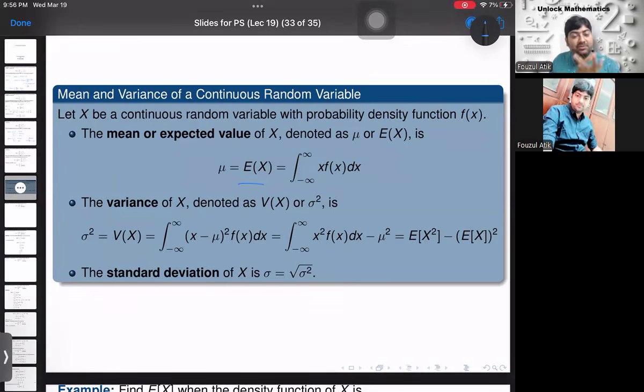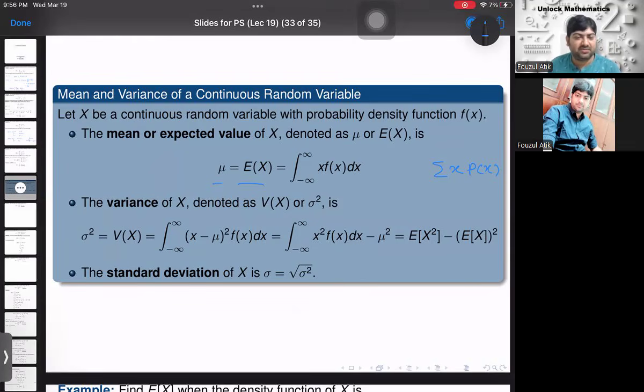Whereas in the case of a discrete random variable, what we have seen was the summation of x p of x, if you remember. But here it is a continuous type, so you have to do the integration over the whole possibility, so minus infinity to infinity x f(x) dx, right? And expectation you can also denote by mu.